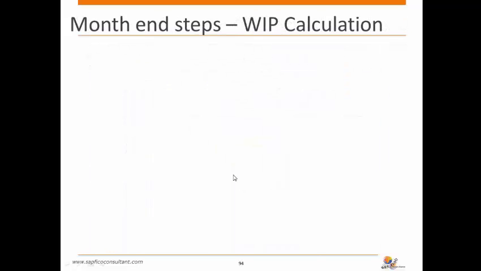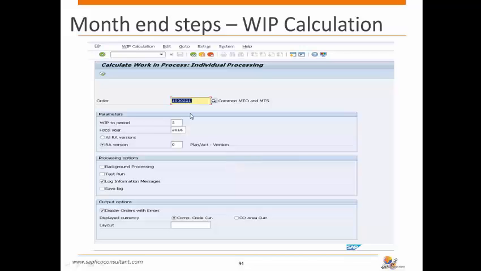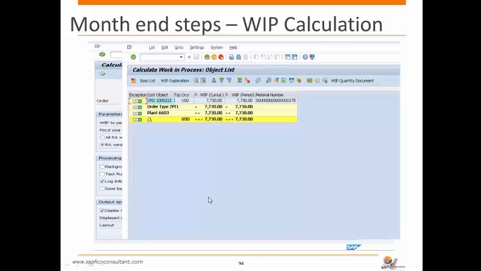After calculation of the overheads, we do a WIP calculation. So for WIP calculation, we update the order, period, and array version 0, remove the test run and click on the execute button. The status is WIP, which means the order status is not TLV. It is not delivered. It is partially delivered. So once the system has calculated WIP, that means the status is either released or partially delivered.